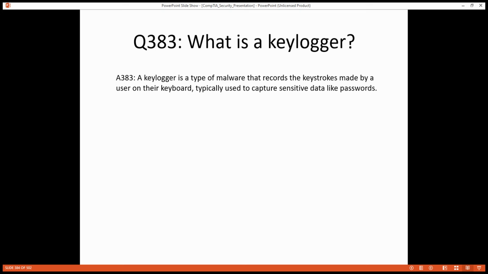Q383. What is a keylogger? A383. A keylogger is a type of malware that records the keystrokes made by a user on their keyboard, typically used to capture sensitive data like passwords.